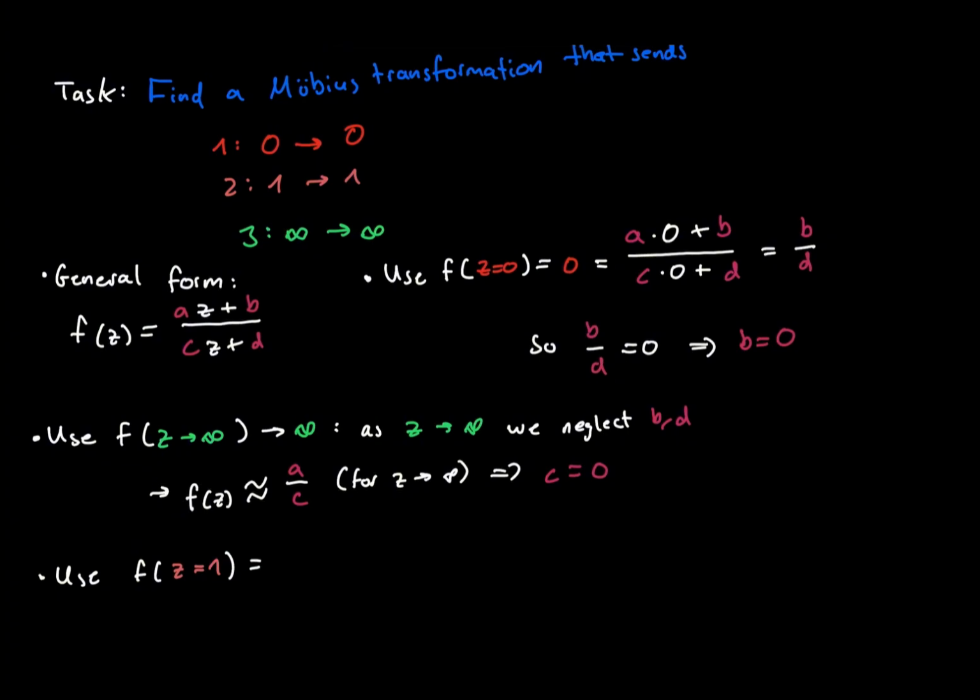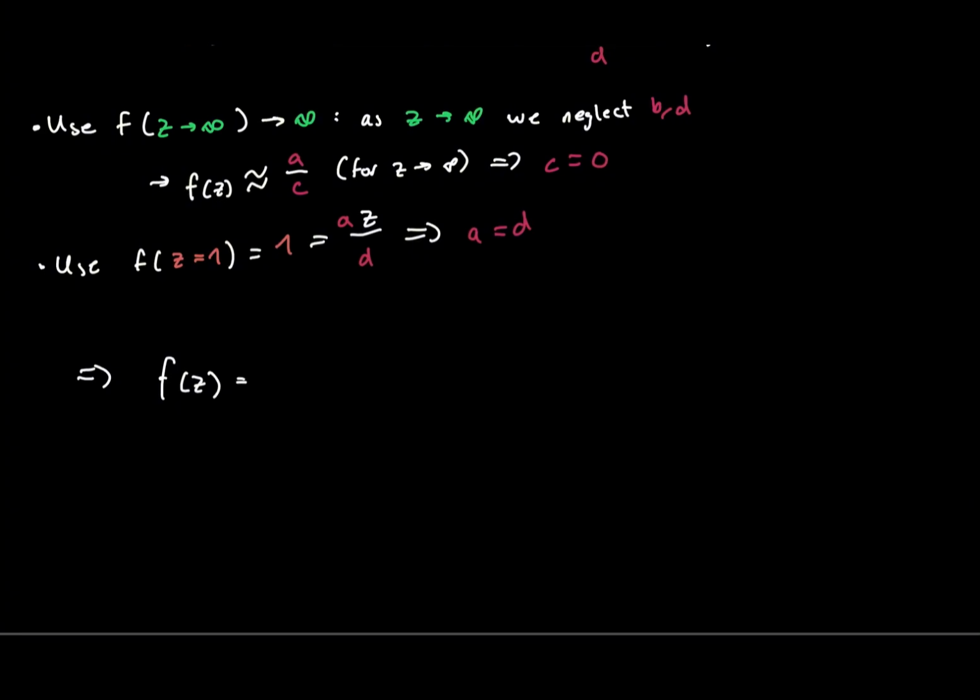Finally, we use f of 1 equals 1. That gives a over d equals 1. So, a equals d. So the function becomes f of z equals z. This is the identity transformation. It leaves every point unchanged.